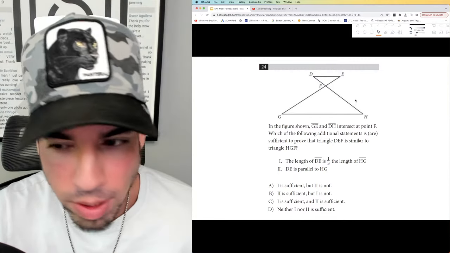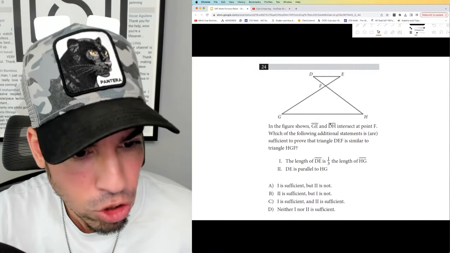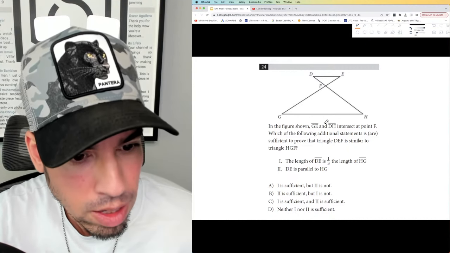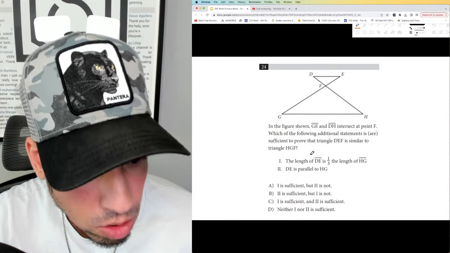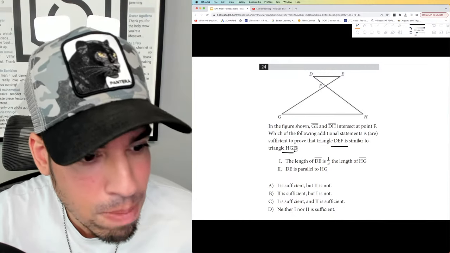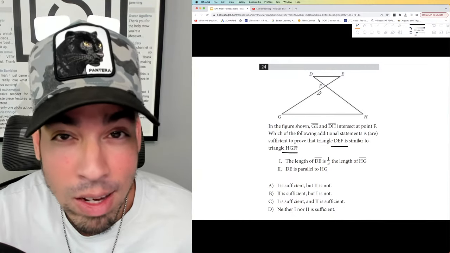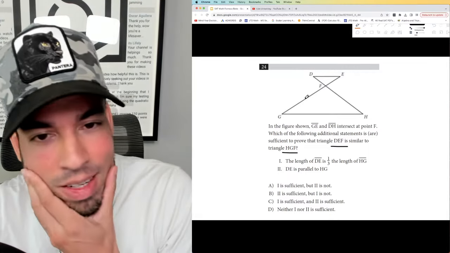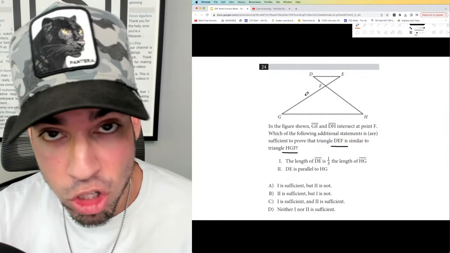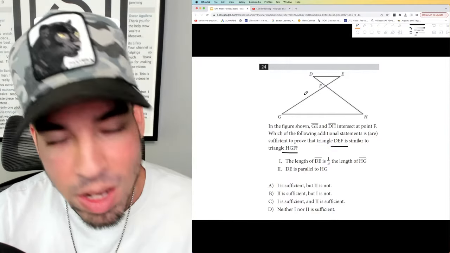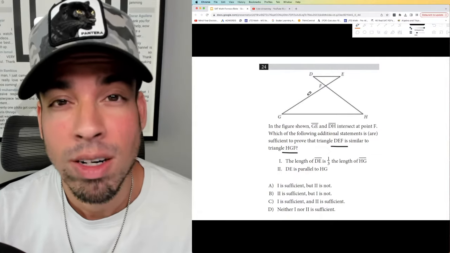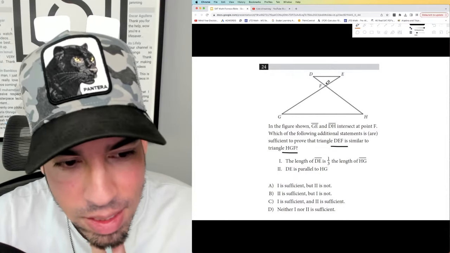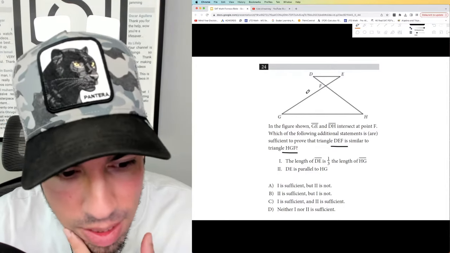All right, moving on to 24. So for this one, in the figure shown, GE and DH intersect at the point F. Cool. And is anything parallel? No, it doesn't say. Okay, so which of these proves the triangles similar? If we want similarity, all we need is angle-angle similarity, usually. Now there are also two other theorems: side-angle-side, meaning the sides are proportionate and the angle in between is congruent, or side-side-side, meaning all three sides are proportionate in the same way. Obviously, we don't have any side information, so side-side-side or side-angle-side is going to be a stretch.